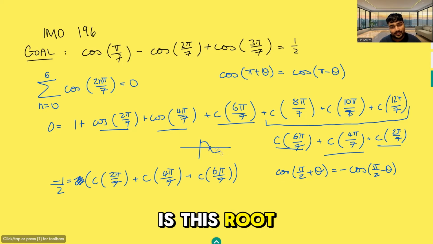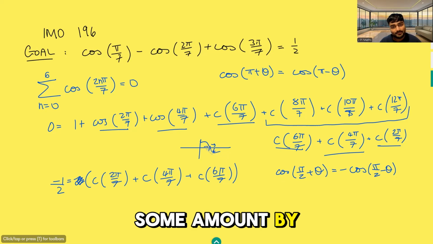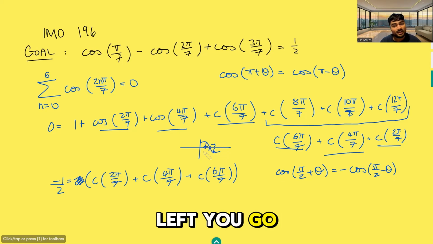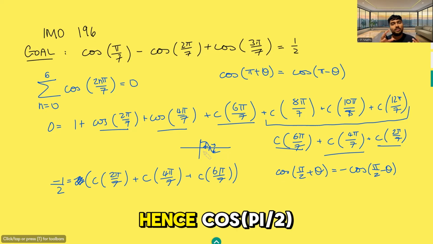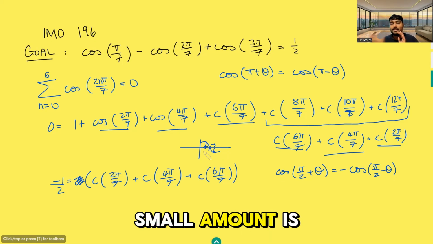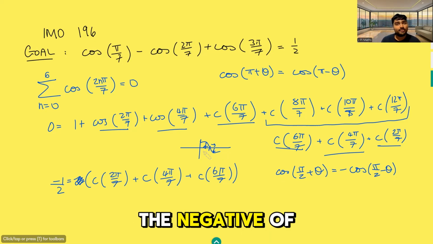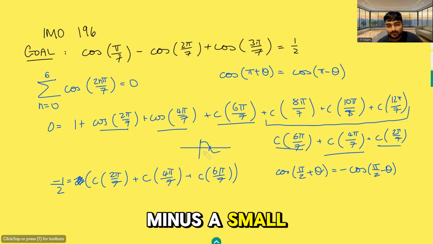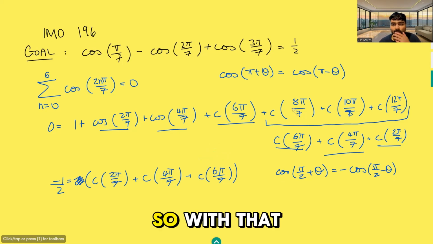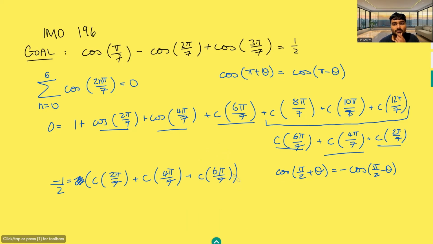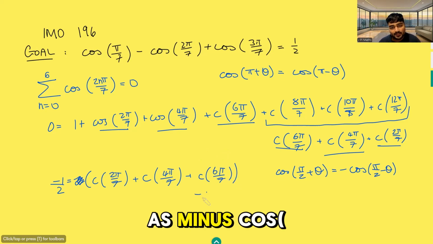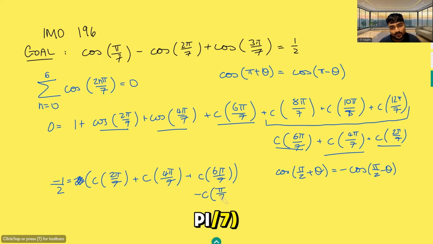Pi over 2 is this root here. If you go theta to the right of it, you've gone down some amount. By symmetry, if you go theta to the left, you go up that same amount. Hence, cos of pi over 2 plus a small amount is the same as the negative of cos of pi over 2 minus a small amount. Okay, so with that being said, what can we say about cos of 6 pi over 7? Well, that's going to be the same as minus cos of pi over 7.